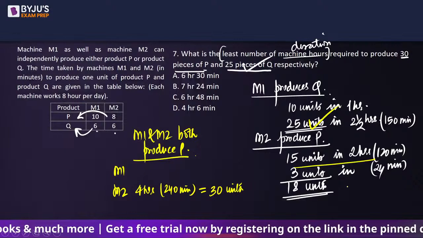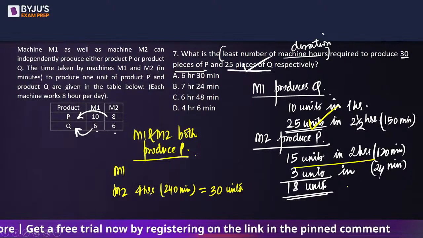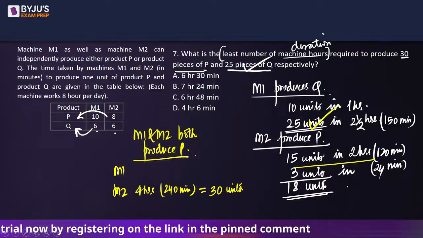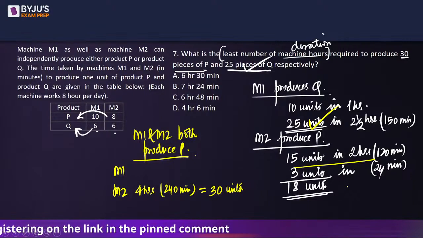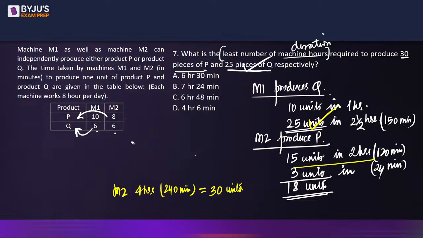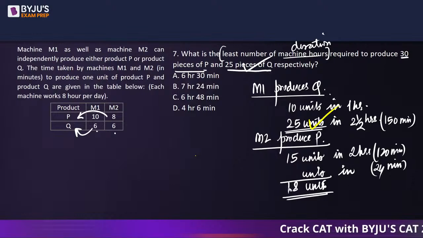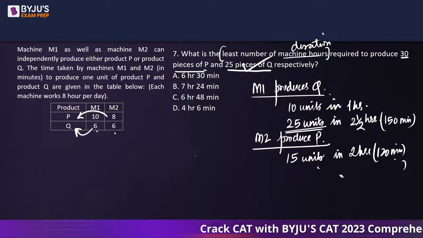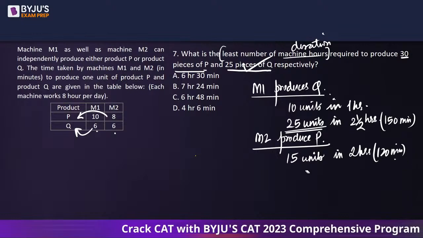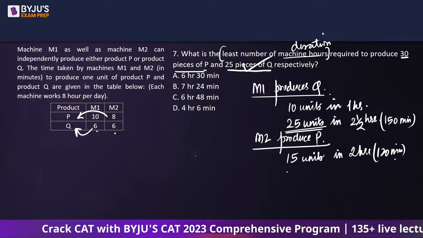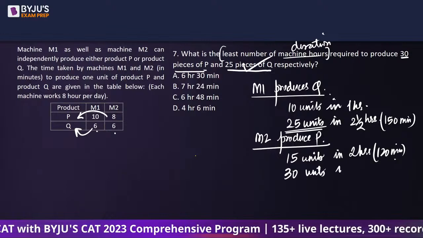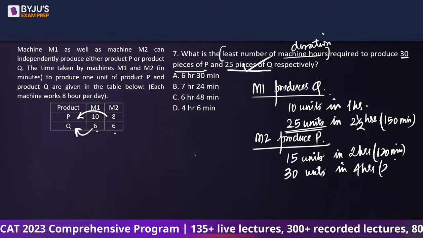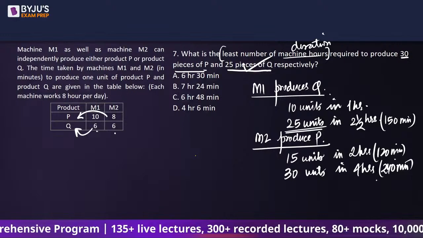Now, if I want M1 and M2 to produce, okay, actually we are done. That was enough. We should not have gone after this. If it produces 15 units in 2 hours, it will produce 30 units in 4 hours. That is 240 minutes, in case someone has trouble with the conversion.